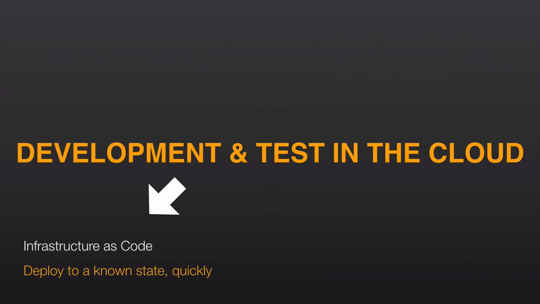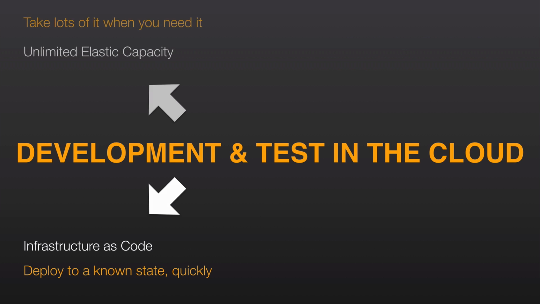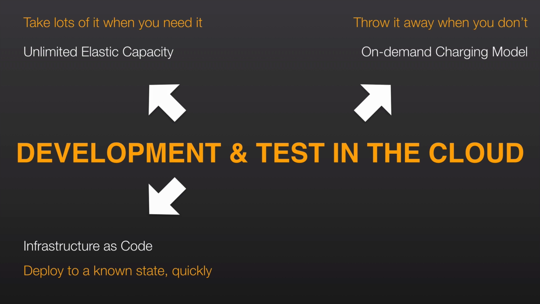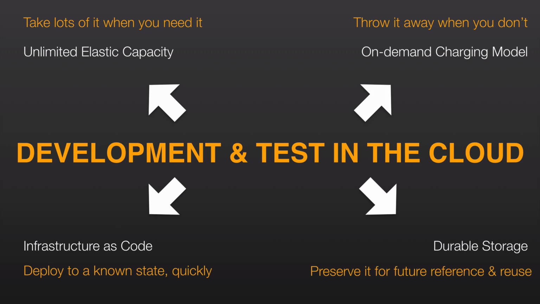So the actual characteristics that enable this, there's four broad areas where the AWS cloud is valuable in this context. The first is infrastructure as code, where you want to deploy to a known state quickly. The second is access to effectively unlimited elastic capacity, so you can take large amounts of capacity when you need it. The flip side of that, of course, is that you can throw it away when you don't need it, as a result of the on-demand charging model that AWS provides. And then lastly, durable storage, the ability to preserve environments or artifacts for future reference and reuse at another point in your application's lifecycle.